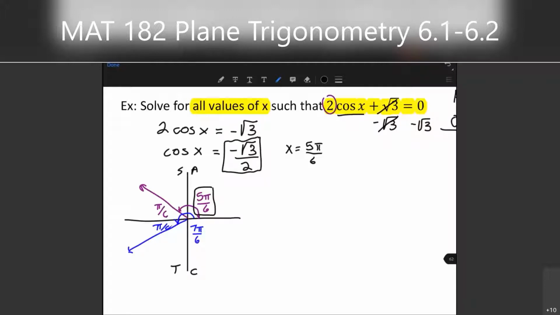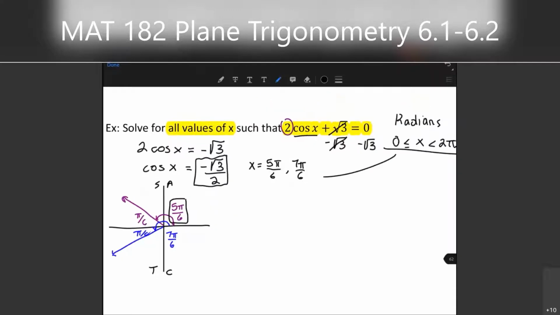So we have the two solutions, 5 pi over 6 and 7 pi over 6. That would be the two solutions in the range of 0 to 2 pi. But again, we want to go through all possible solutions. So if we wanted all possible solutions, what's the first way I could write all possible solutions with my first angle?